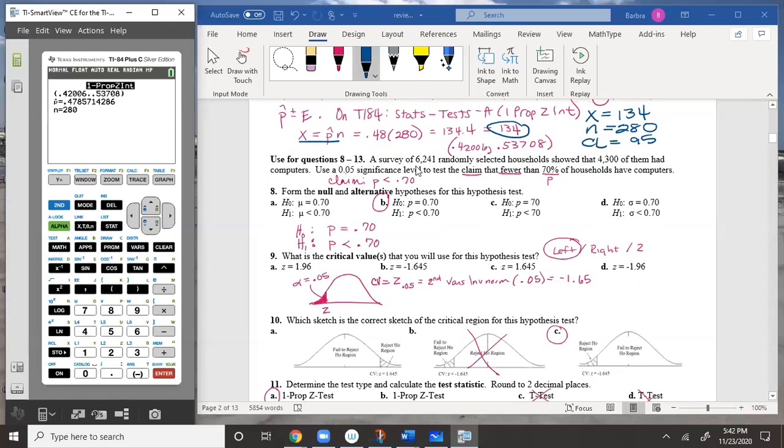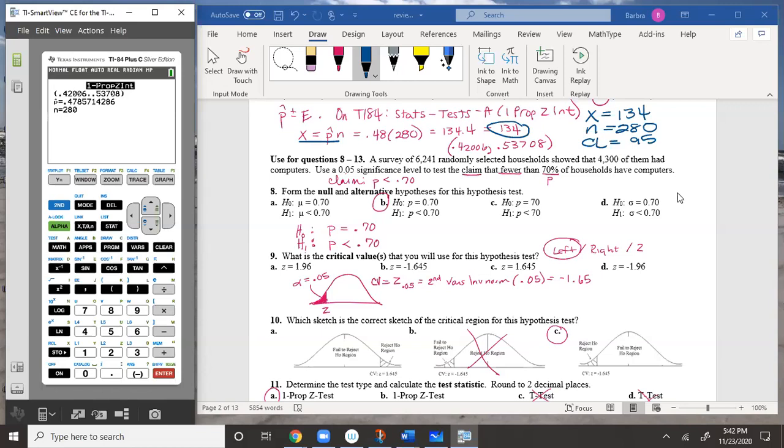All right, we're going to go on to questions 8 through 13. And we're going to start with our hypothesis tests. A survey of 6,241 randomly selected households showed that 4,300 had computers. Use a 0.05 significance level to test the claim that fewer than 70% of households have computers.